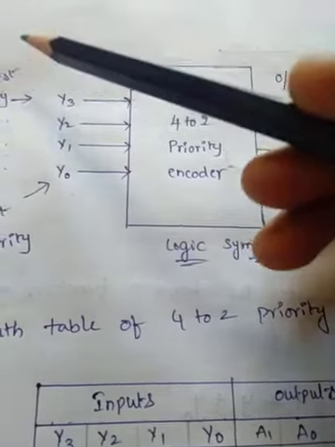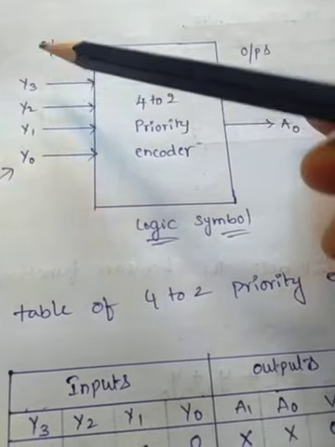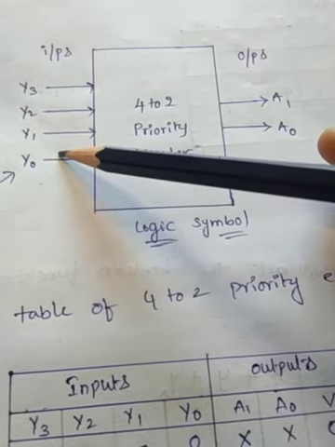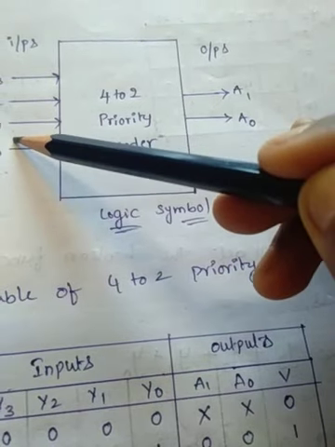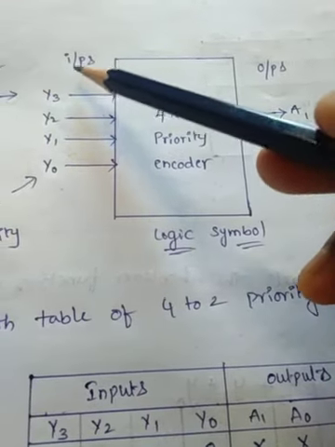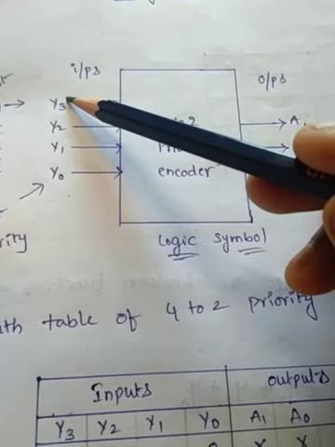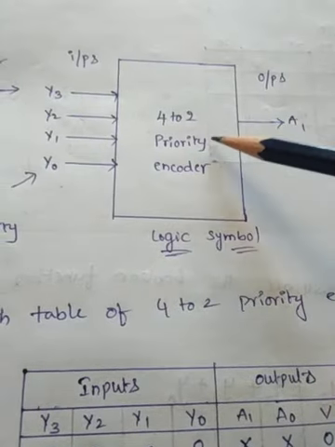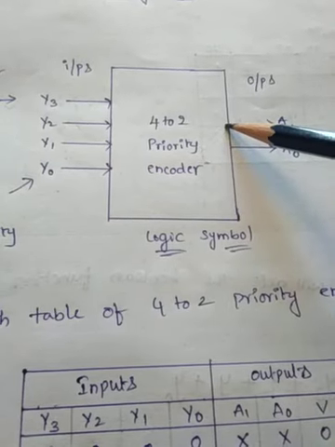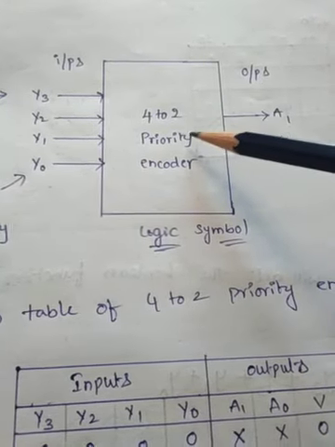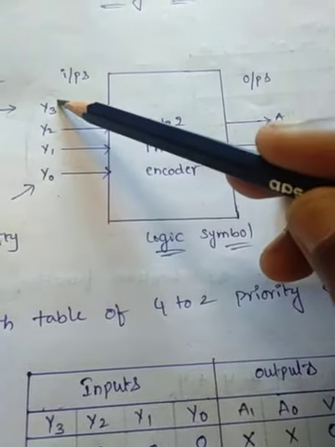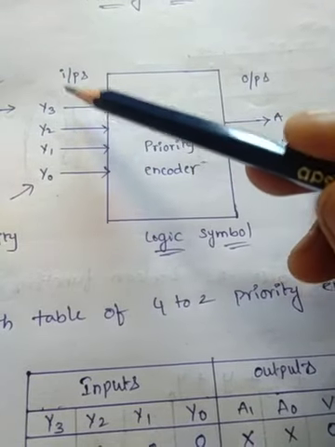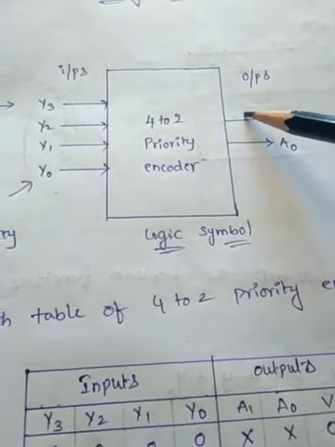So in order to overcome this difficulty, we should assign priorities to each input of the encoder, and the output of the encoder will be the binary code corresponding to the active high input which has higher priority. So this is called a priority encoder. That is, in this priority encoder we assign priorities to each and every input, and based on that priority the respective input will be served.